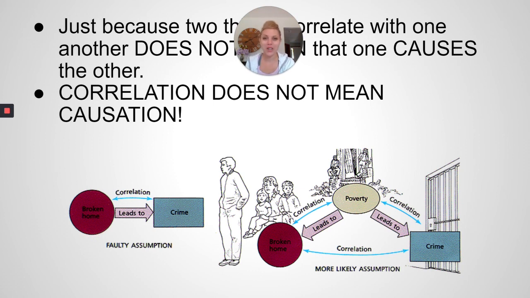So in today's video, we have talked about some of the significant types of research methods that psychologists will use. In our next video, we are going to explore the ultimate research method in psychology, and that, of course, is going to be experimentation.